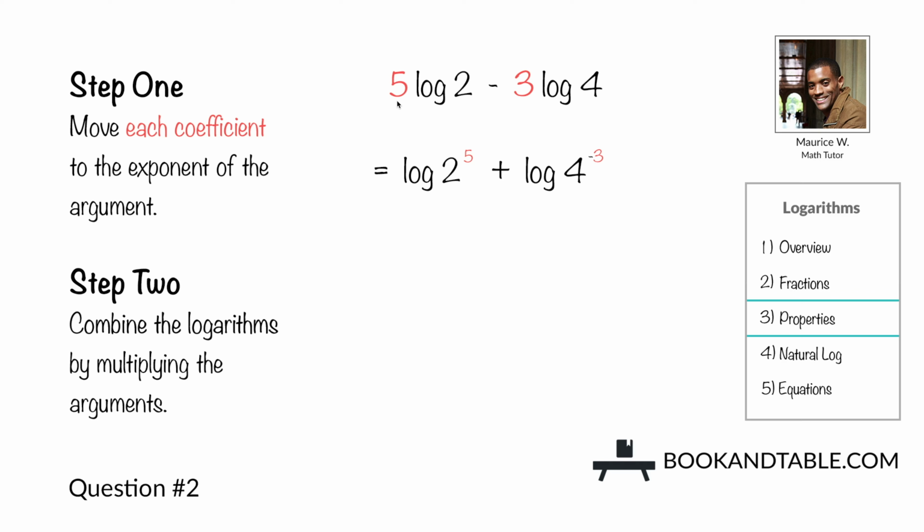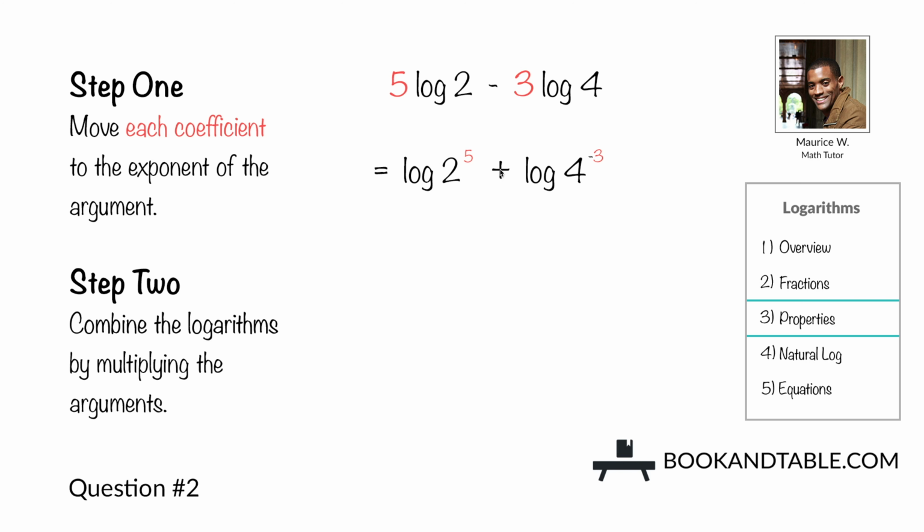So we'll move this coefficient of 5 to the exponent of this argument 2, giving us 2 to a power 5 here. And for the second term, we'll move the coefficient negative 3 to the exponent of the argument 4. So we wind up with the log of 2 raised to a power 5 plus the log of 4 raised to a power of negative 3.